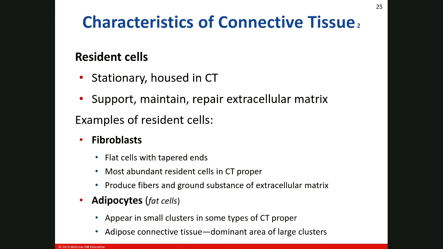Let's talk about some of the different types of resident cells. First, one of my favorites, are the fibroblasts. These fibroblasts look like a football. They have tapered ends, something like that. They're the most abundant type of cell in what we call connective tissue proper.